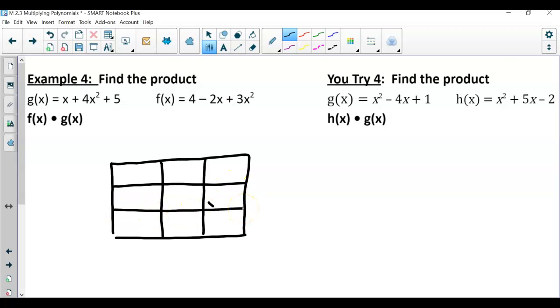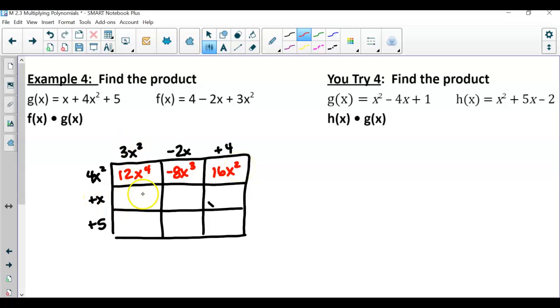So now I'm going to fill in my f of x, again, standard form. So 3x squared minus 2x plus 4. Then same thing here, standard form. 4x squared plus x plus 5. Now we can fill in our information. 3x squared times 4x squared, well, that's 12, but x squared times x squared is now x to the 4th. Negative 2x times 4x squared, negative 8x cubed. Then 4 times 4x squared, 16x squared.